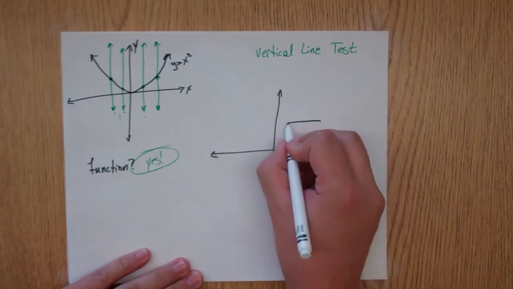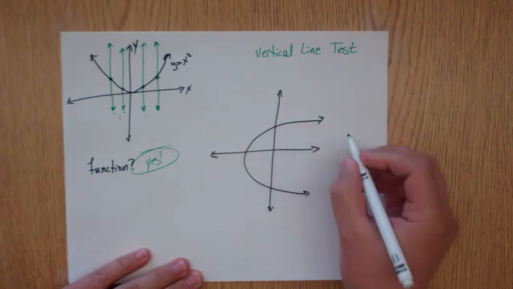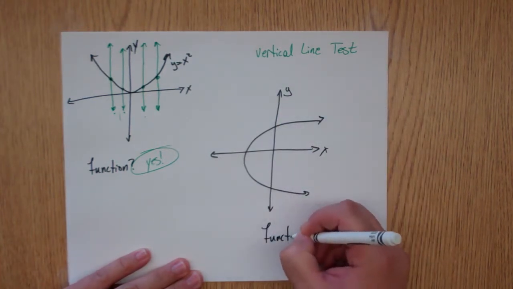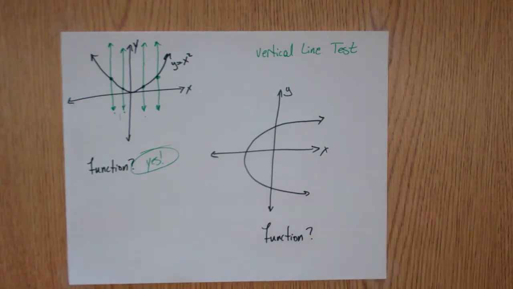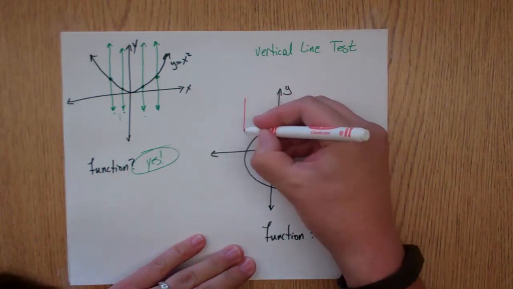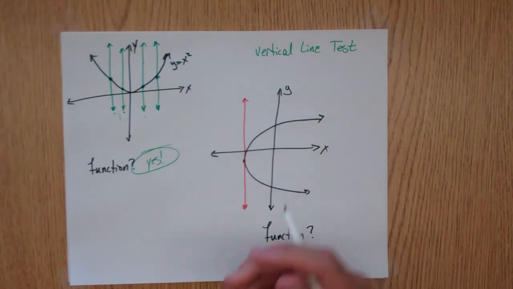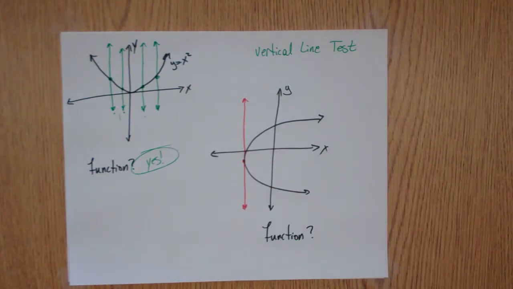What about this graph? Is this a function? Well, let's try the vertical line test. Let's draw my line right here. I only hit it one time. So, is that a function?